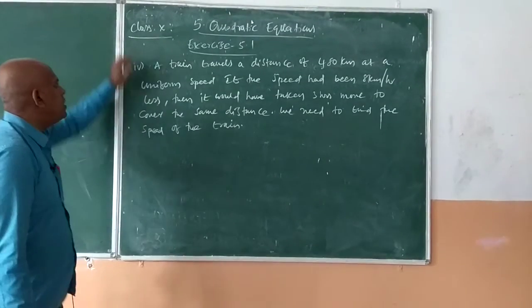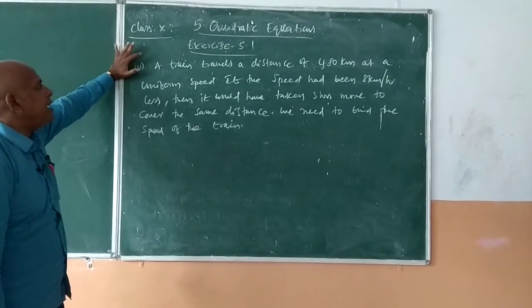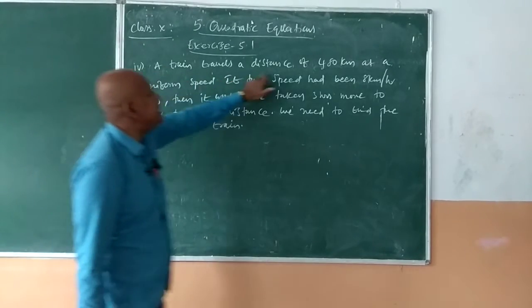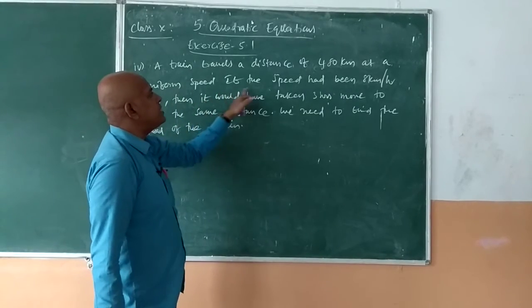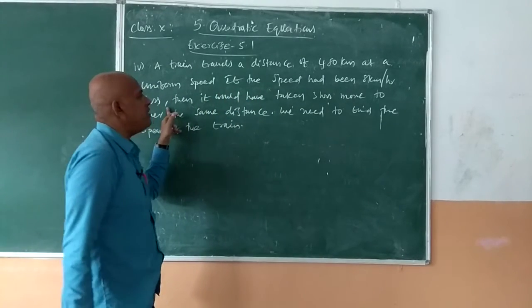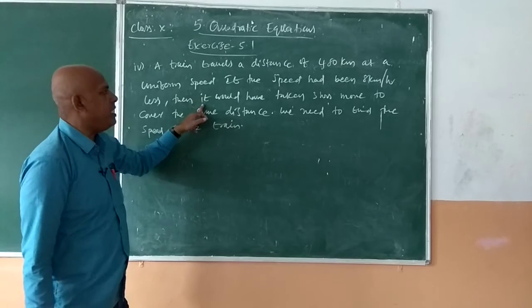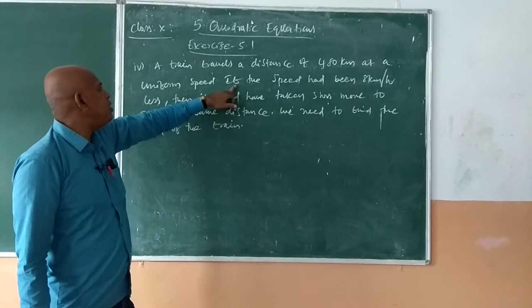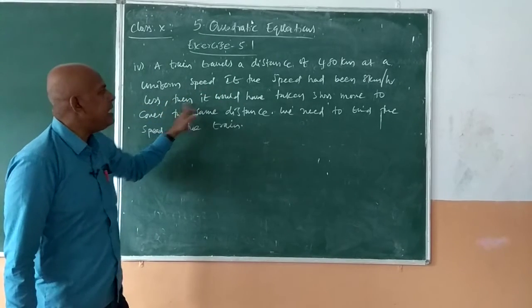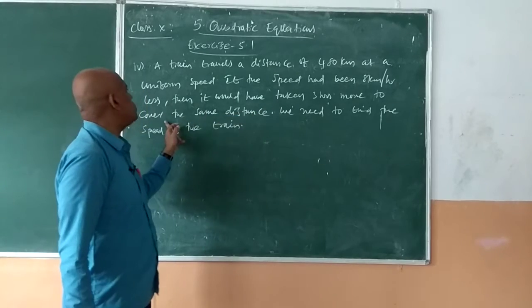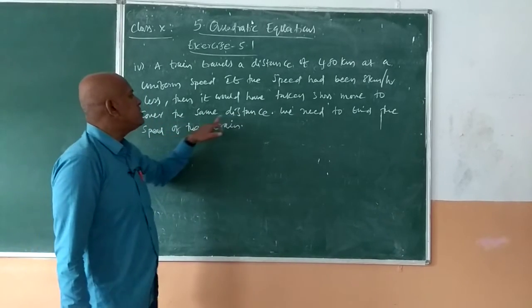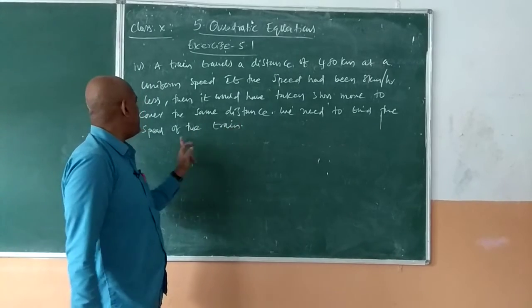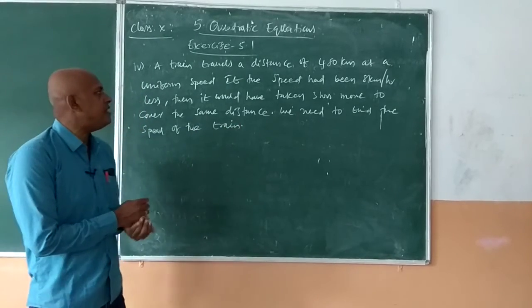Okay, coming to the last problem in this exercise. A train travels a distance of 480 kilometers at a uniform speed, same speed. If the speed had been 8 kilometers per hour less, then it takes 3 hours more to cover the same distance. So the difference is 3 hours more for the same distance, and we need to find the speed of the train.